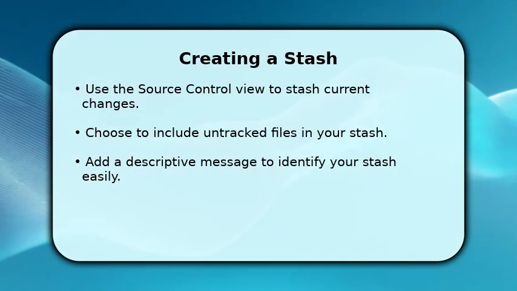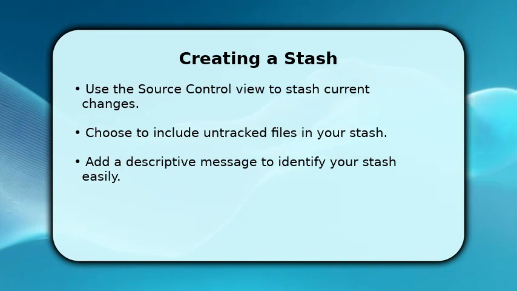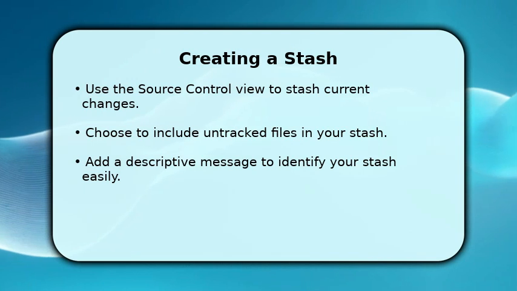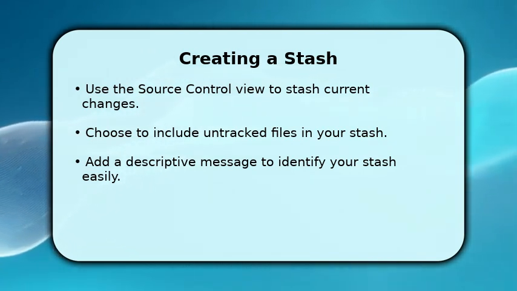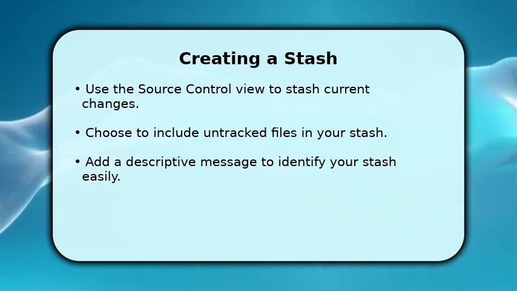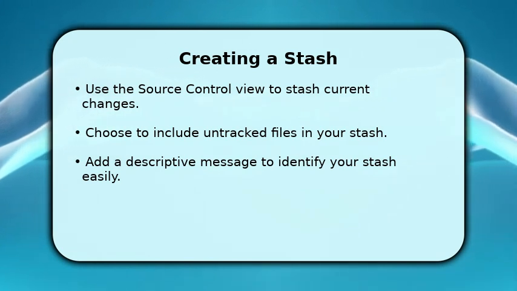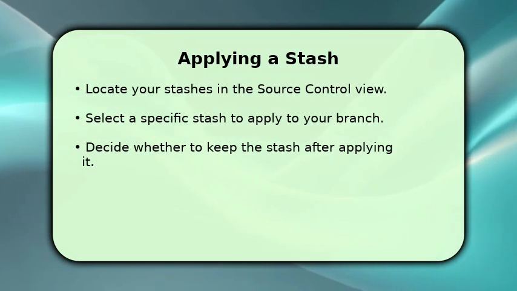To create a stash, navigate to the source control view in VS Code. Click the three-dotted menu, then select Stash or Stash, Include Untracked from the options. You'll be prompted to enter a message, which is helpful for remembering the stash's purpose. After confirming, your modified files will be saved, and your working directory will revert to its last committed state, ready for new tasks.